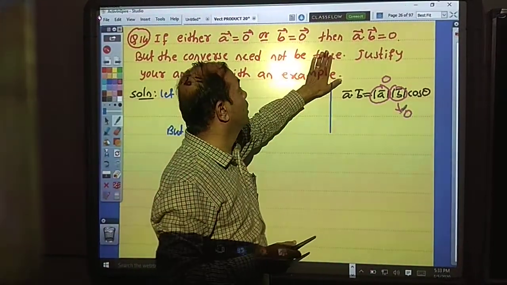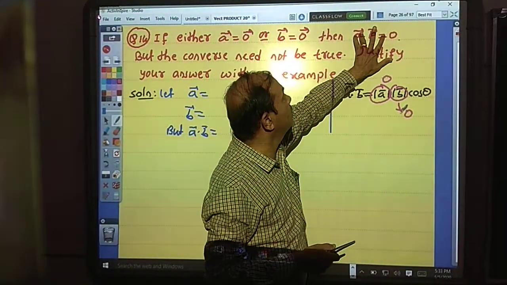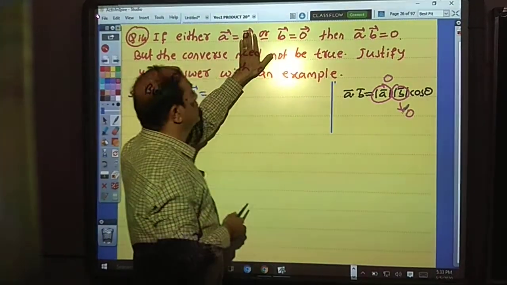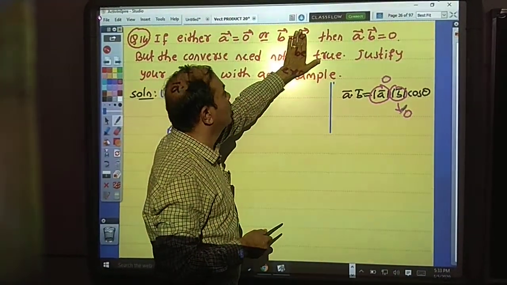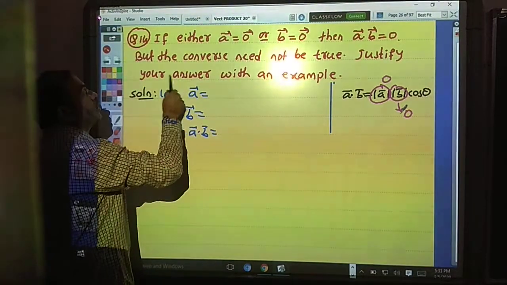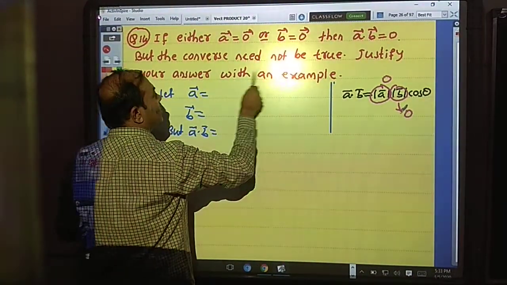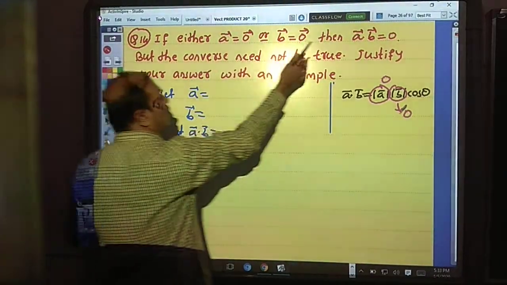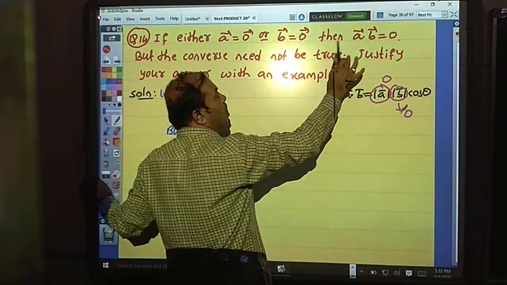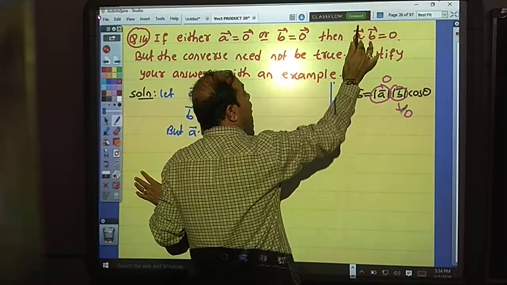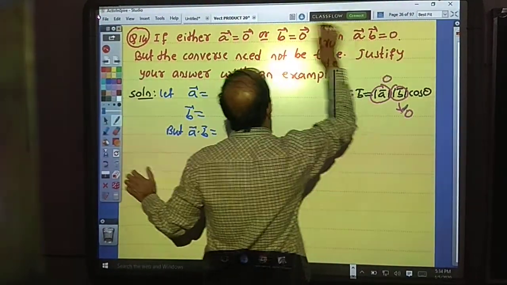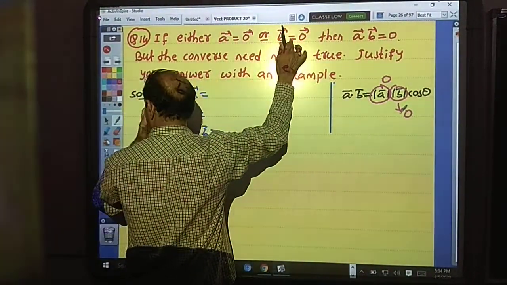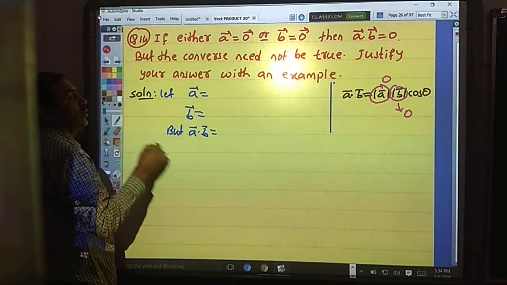It means, converse means what? If A dot B is 0, then it is not necessary that A is 0 vector or B is 0 vector. Justify your answer with an example. So, give an example to show the converse of this. Means, give an example to show where A dot B is 0, but A is not equal to 0, B is not equal to 0.